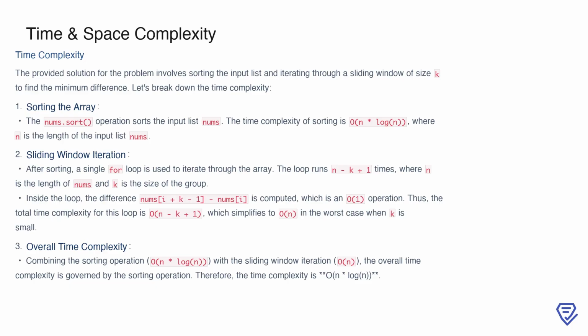Once the array is sorted, we use a sliding window approach to find the minimum difference. This involves looping through the array, where the loop runs approximately n-k+1 times. Within each iteration, we calculate the difference between the highest and lowest values in the current window, which is a constant time operation, or O(1). When we combine the sorting step with the sliding window iteration, the sorting process dominates because O(n log n) grows faster than O(n). Therefore, the overall time complexity of this solution is O(n log n).